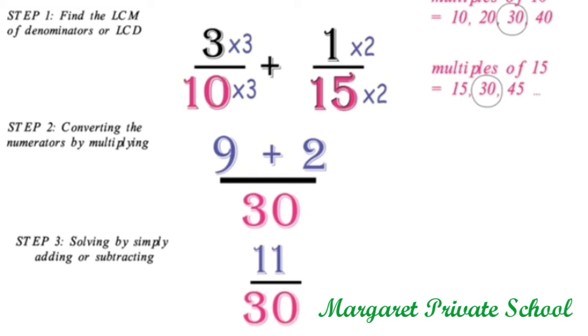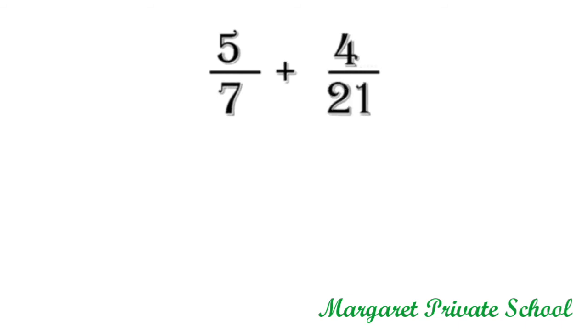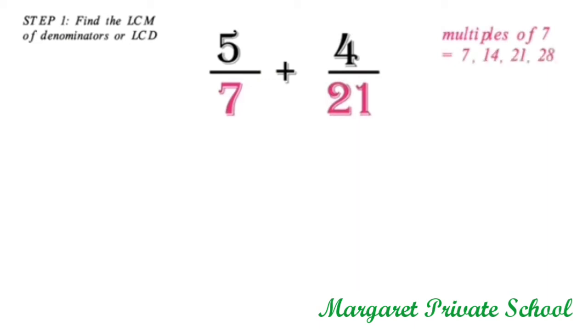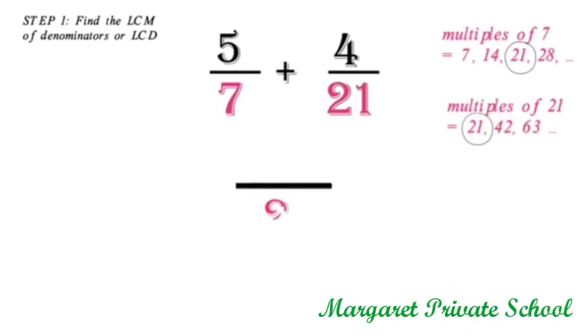Example 2. We want to revisit our first question, but this time solve it with the LCM method. So we had 5 over 7 plus 4 over 21. Step 1. Find the LCD. Our first step will be to find the LCD of 7 and 21. The multiples of 7 are 7, 14, 21, 28, and so on. The multiples of 21 are 21, 42, 63, and so on. You will notice that the least common multiple is 21, which will also be the denominator.